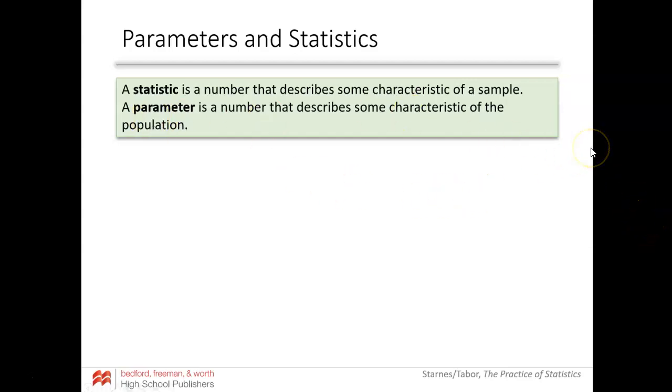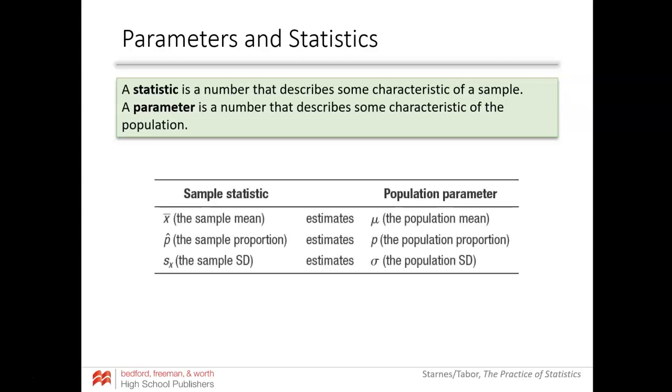So first, let's get some vocab out of the way. We have something called a statistic and something called a parameter. A statistic is a number that describes a characteristic of a sample. Isn't that cute that they put the S's together for us? That's nice. So a parameter is describing some characteristic of our population.